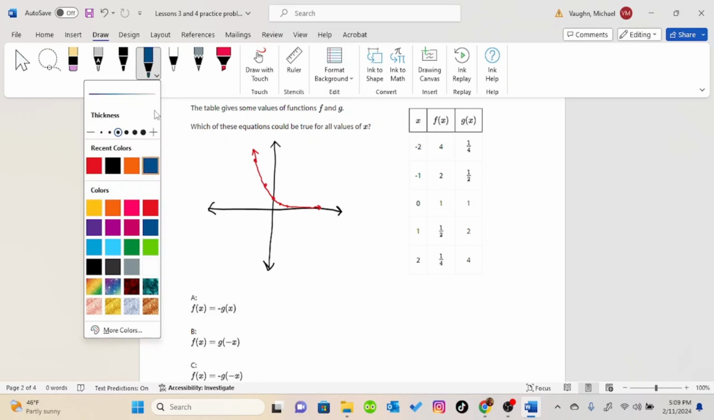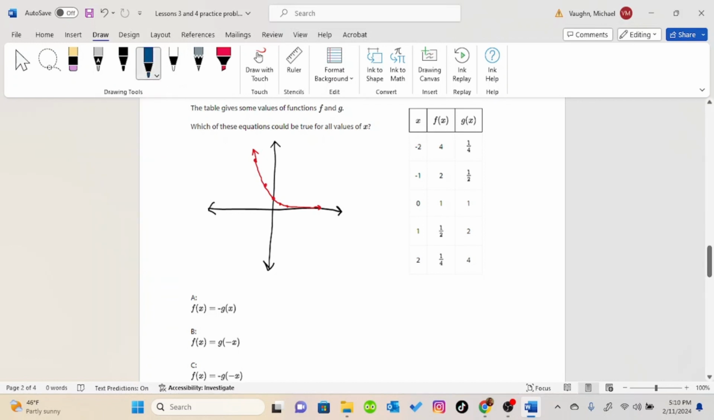Now we'll do g of x in blue so we can tell the difference. This time, when x was -2, our value was 1/4. At -1, our value was 1/2. At 0, our value was 1 again. At 1, our value was 2. And at 2, our value was 4. And now we can see the graph of g of x.